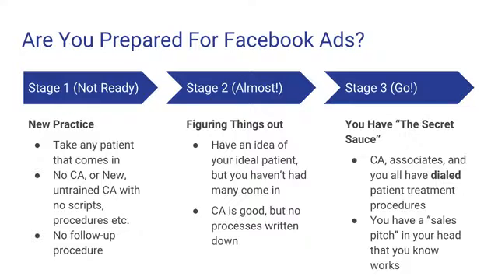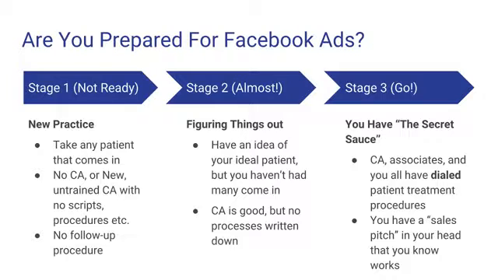Or you have a new untrained CA with no scripts or procedures or anything like that. She may not even have any experience. And you have no follow-up procedure. Okay, so nothing's really in place. You're just trying to figure it out and trying to get this stuff in place so that you can grow your practice. Stage 2, you're getting there.